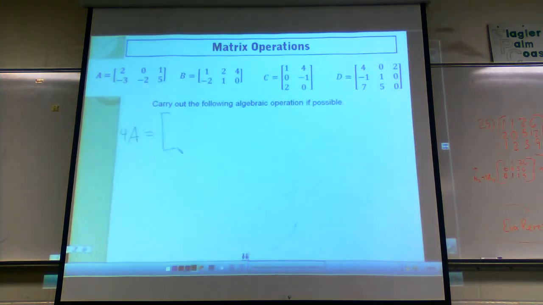What do you think it would be? And the problems, guys, are simply going to have 4A there. So your answer just has to be what the matrix will be. All right? So if I take A and multiply everything by 4, what's it become? 8, 0, 4, negative 12, negative 8.